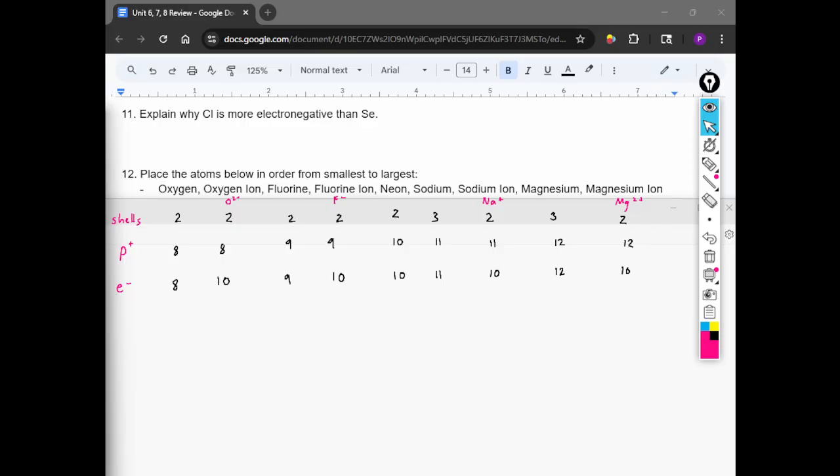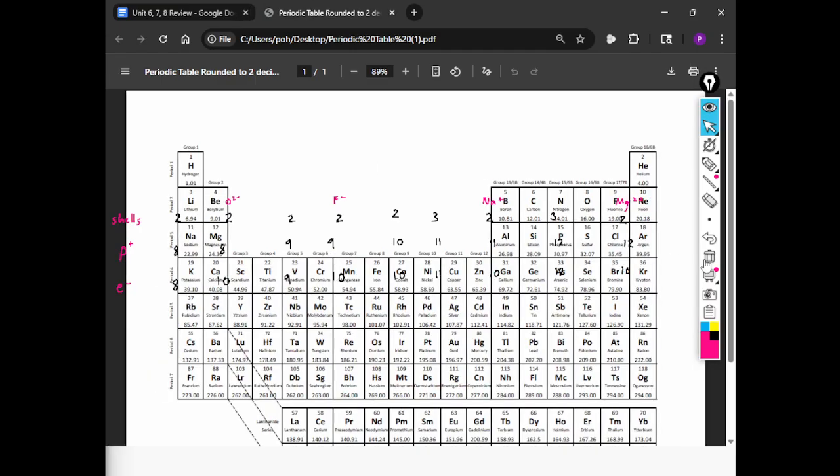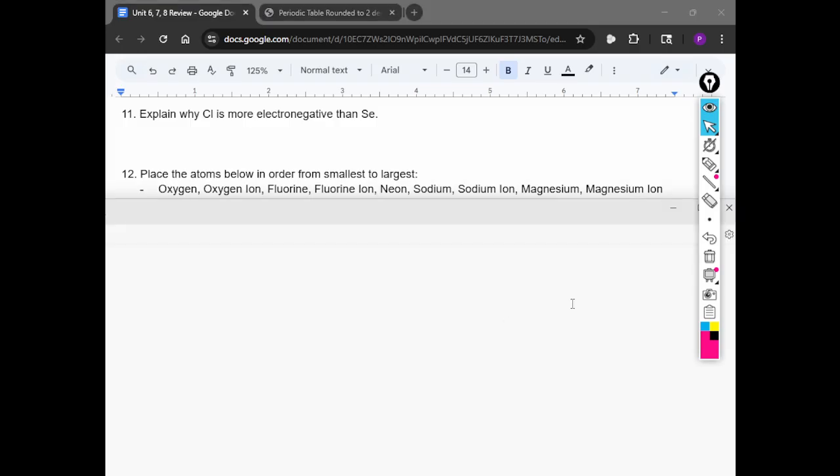Alright, so let's start with 11. 11 is pretty simple. If you take a look at chlorine on the periodic table, how many shells does chlorine have? Okay, so if we look at chlorine, right here, it has 3 shells. Selenium has 4. So that's pretty much the reason why.